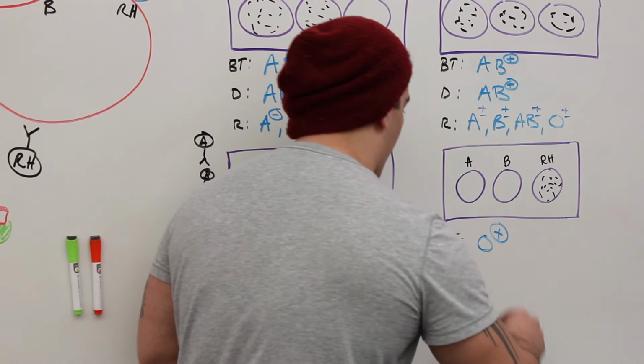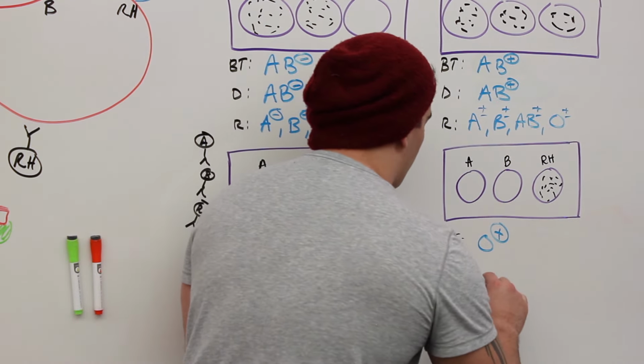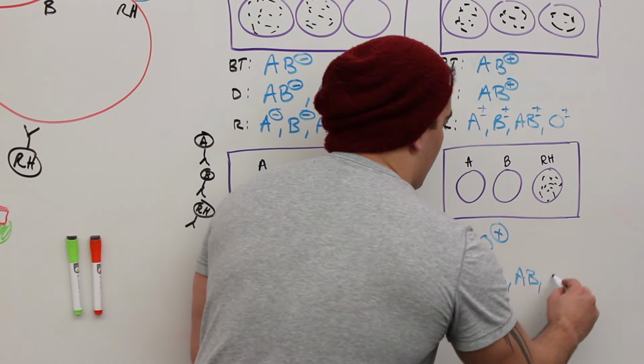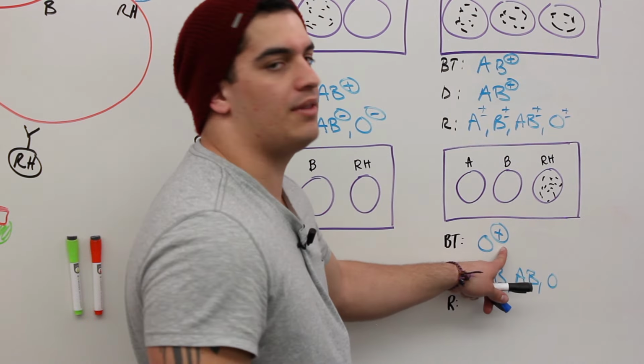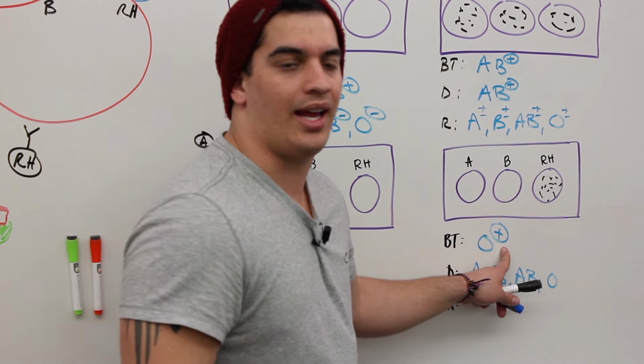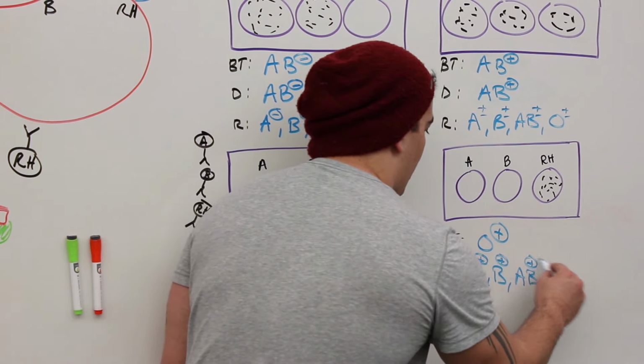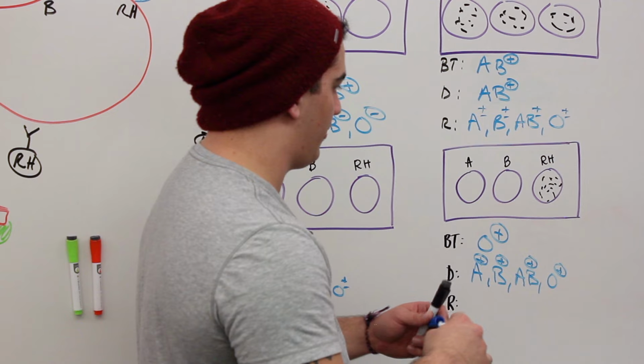He's the universal donor, right? But specific ones, we'll talk about which ones. So he can give to A, he can give to B, he can give to AB, and he can give to himself. But positives can only give to positives. They can't give to negatives. So he can only give to A positive, B positive, AB positive, and O positive.